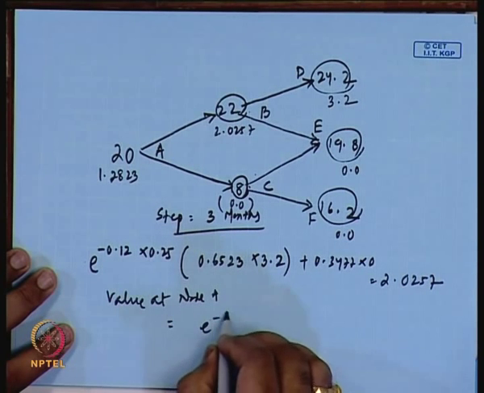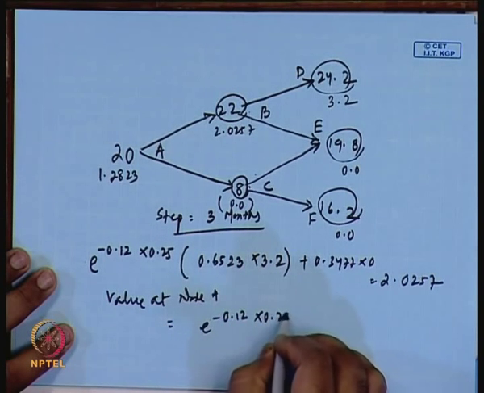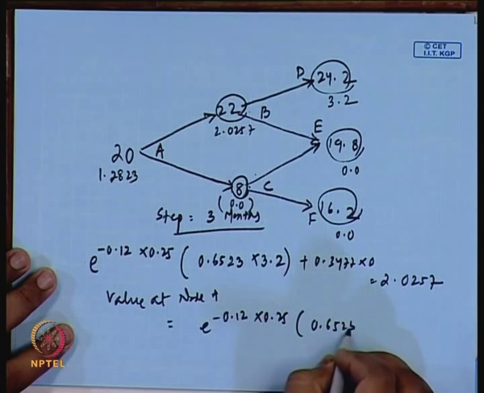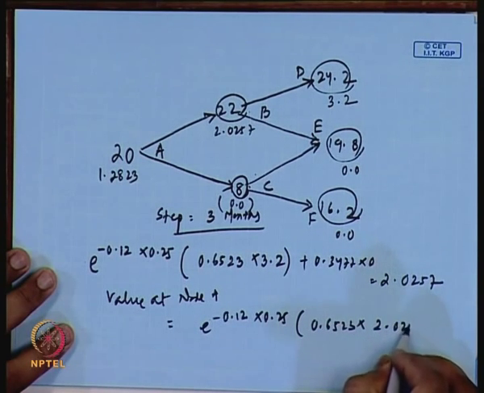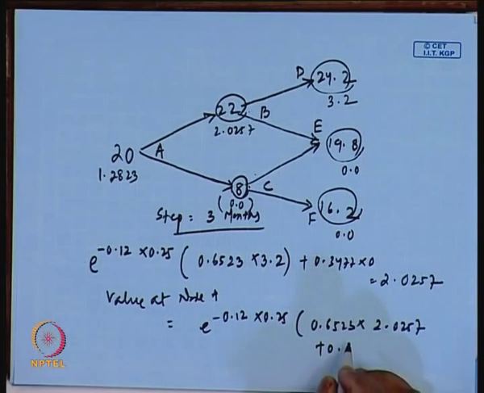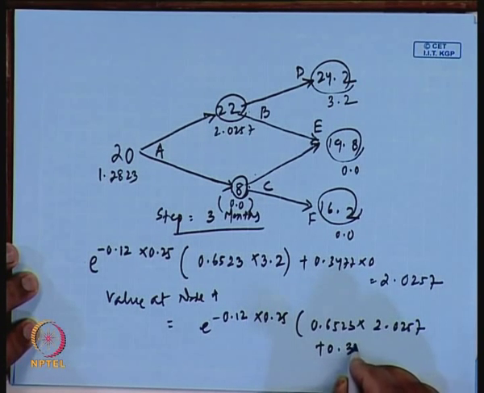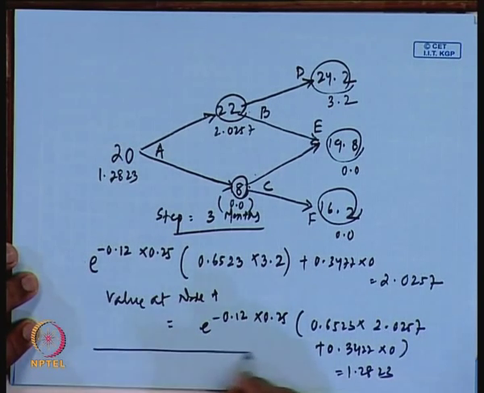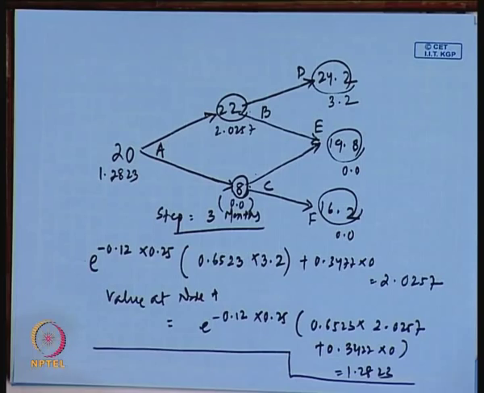So, the value at node A will be e to the power minus 0.12 into 0.25, into 0.6523 into 2.0257, plus 0.3477 into 1.2823, since the price comes down here. So, this is the way, for the different steps, we can see how the stock price will fluctuate, and accordingly how the valuation of this particular option takes place.